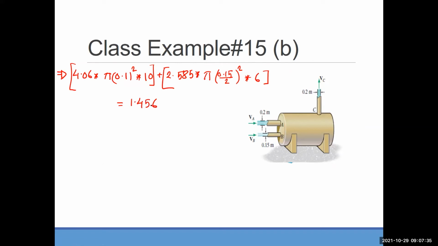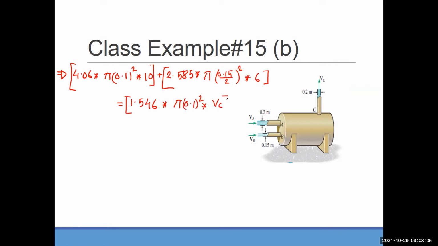1.45. Is that the correct number? 456? 546. 546 pi 0.1 square.